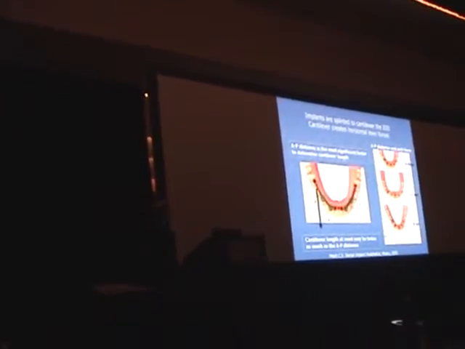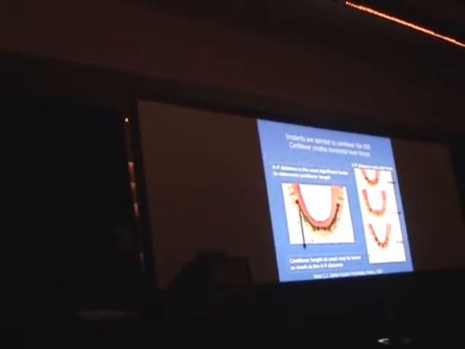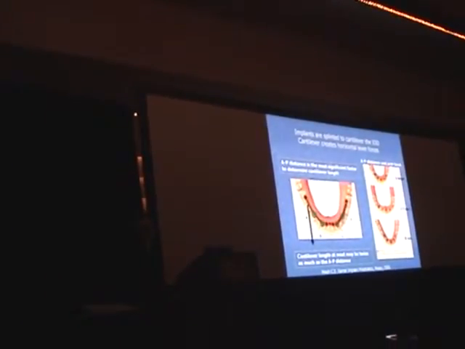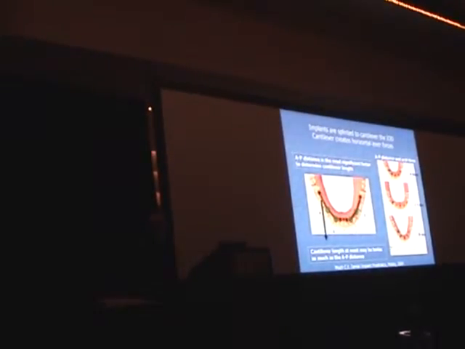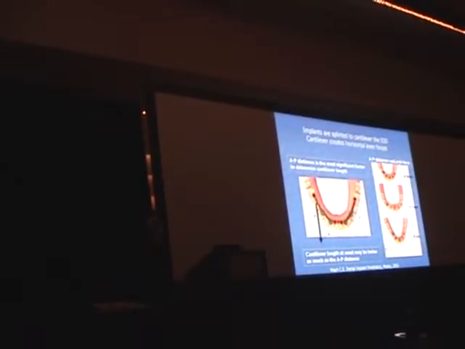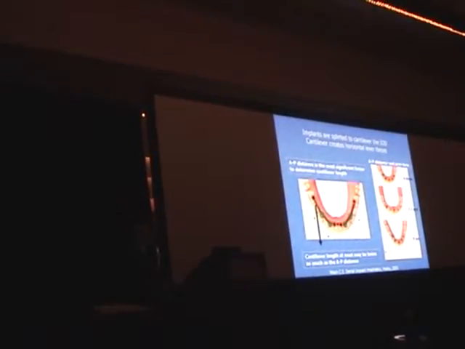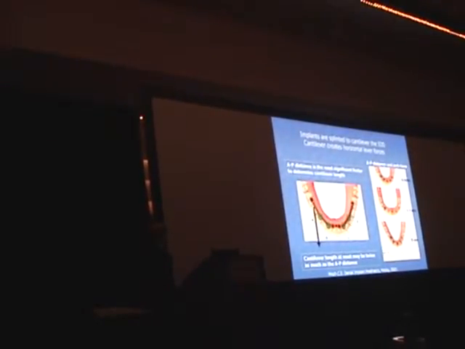Cantilevers. Implants are splinted to cantilevered implant overdentures, usually in the mandible. Cantilever creates horizontal lever forces. Anterior-posterior distance is the most significant factor to determine cantilever length. And cantilever length at most may be twice as much as the AP distance, but not in all cases. We have to look at the arch form.